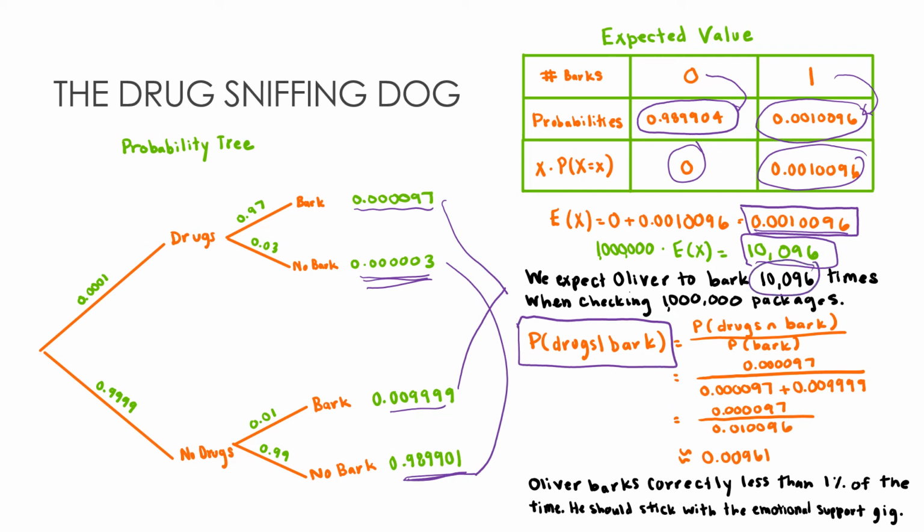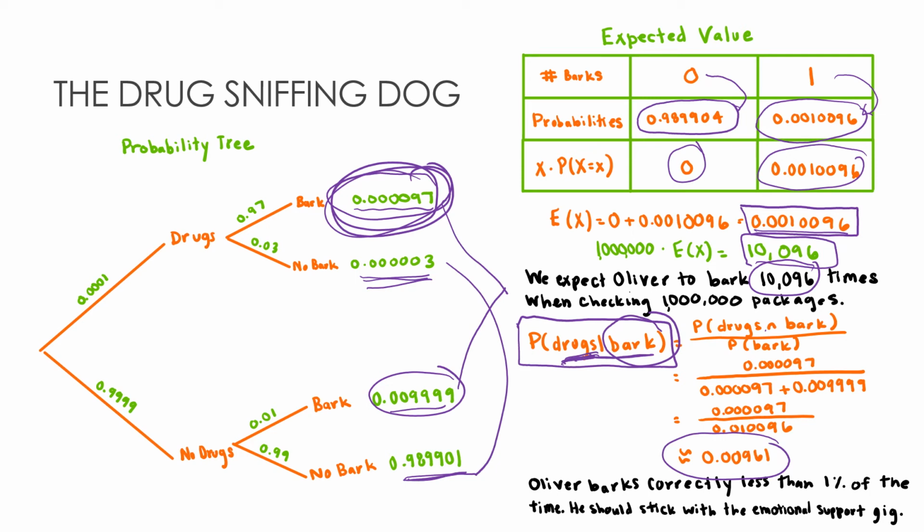So we know he barks 10,096 times. And I want to find the probability of drugs given that he barks. Well, he's barking, again, by taking drugs and bark, which is right here, drugs and bark, over, and again, whenever we have a conditional probability, it's the intersection of those two sets over every time he barks. So he barks here and he barks here. So I had to add those two together. So he barks correctly less than 1% of the time, and that's not great. So even though it seemed like his numbers were pretty good, he makes a lot of mistakes, so he should stick with being an emotional support dog and not a drug dog.